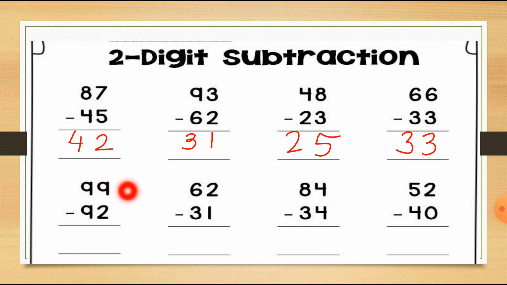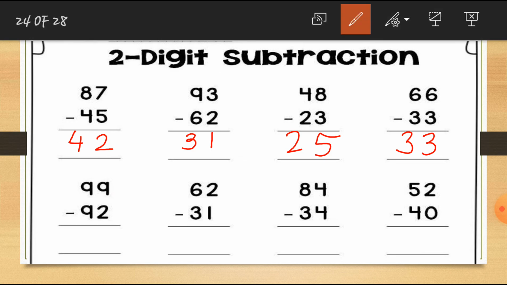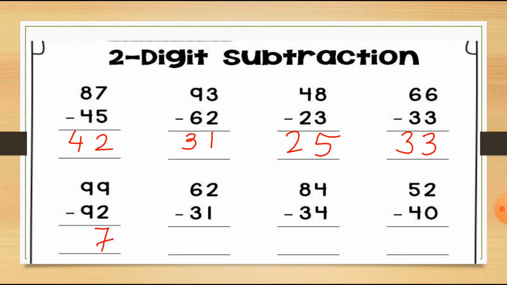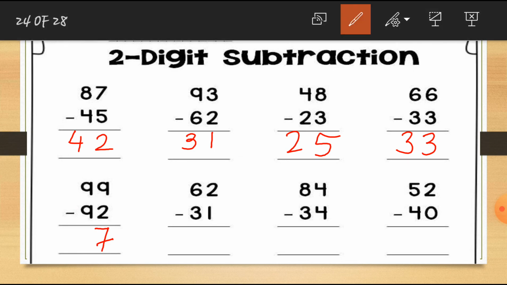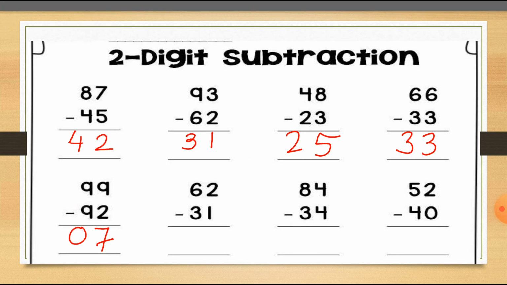So let's move to the next sum. Here the ones column is 9 and 2. So let's write the answer. 9 minus 2 is equal to how much, students? Just count through your fingers. Yes, 9 minus 2 is equal to 7, and in the tens column, 9 and 9. We will take all the numbers away. So 9 minus 9 is equal to 0. So you can write a 0 there. This is our answer, students.